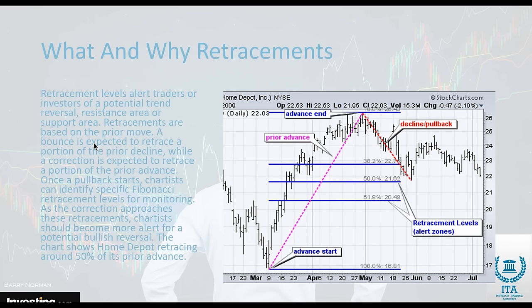Okay, so why are retracements? Retracement levels alert traders or investors of a potential trend reversal, resistance areas and support areas. Retracements are based on the prior move. A bounce is expected to retrace a portion of the prior decline, while a correction is expected to retrace a portion of the prior advance. Once a pullback starts, chartists can identify specific Fibonacci retracement levels for monitoring. As the correction approaches these retracements, chartists should become more alert for a potential bullish retracement reversal. And the chart that you're looking at shows Home Depot retracing 50%.